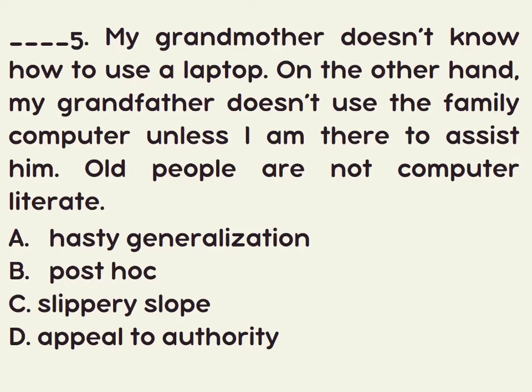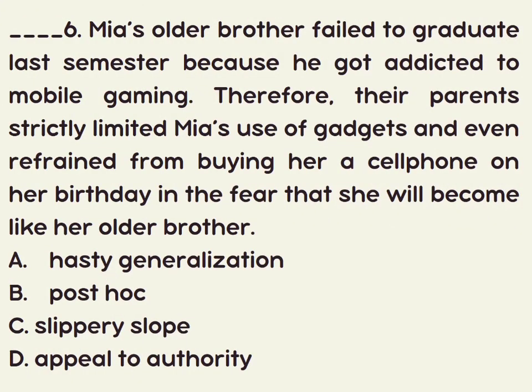Next, number 6. Mia's older brother failed to graduate last semester because he got addicted to mobile gaming. Therefore, their parents strictly limited Mia's use of gadgets and even refrained from buying her a cell phone on her birthday in the fear that she will become like her older brother. A. Hasty generalization, B. Post hoc, C. Slippery slope, or D. Appeal to authority?